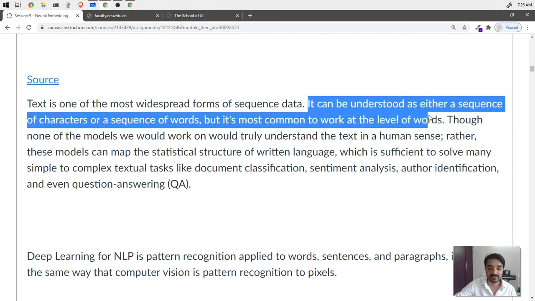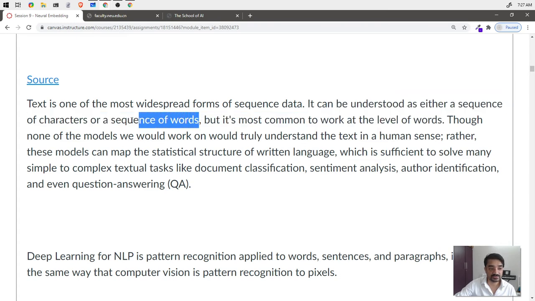Now let's read this line. Text can be understood as a sequence of characters or a sequence of words, but it's most common to work at the level of words, right? So when we say this, we are talking about sequential data and text in context. So text can be understood as either a sequence of characters or a sequence of words. And now this becomes important: sequence of words, because we discussed sequence of characters, something we are not going to be using.